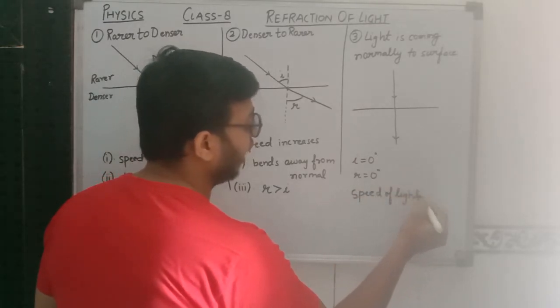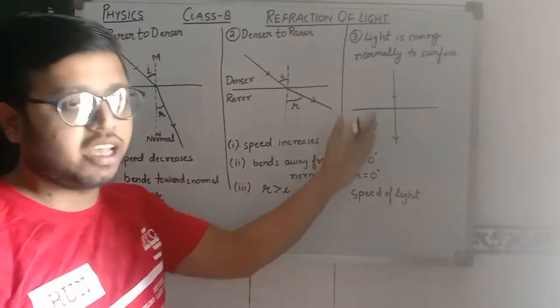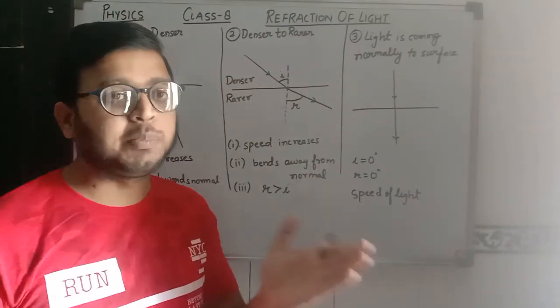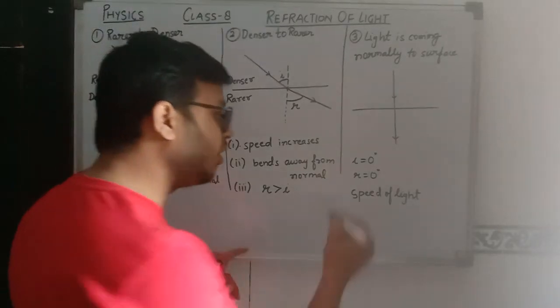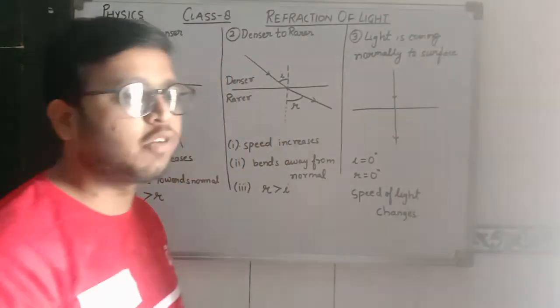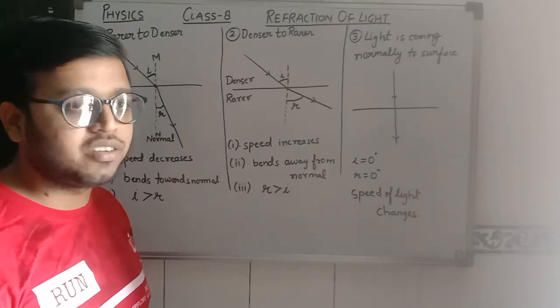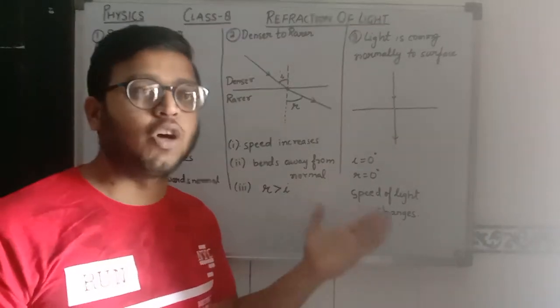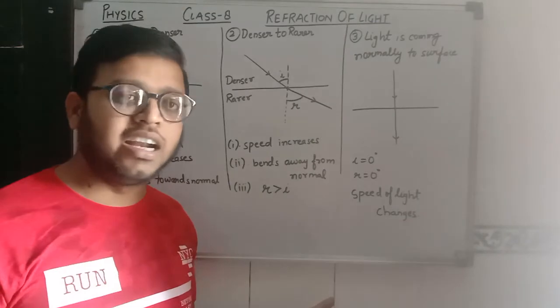Some students have a question in their mind: in this case there is no bending, so does the speed of light change or not? So yes, the speed of light changes accordingly. If the light is passing from rarer to denser, then it decreases, and if the light ray is passing from denser to rarer, then it increases.